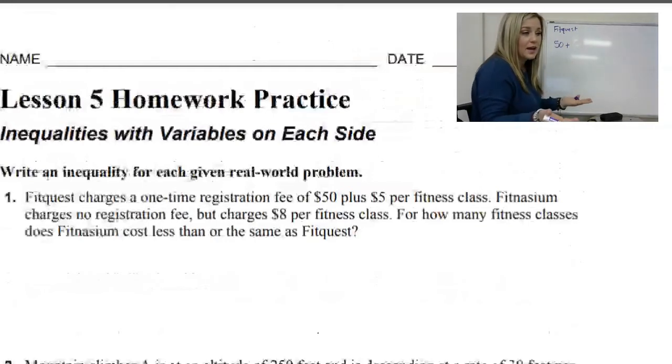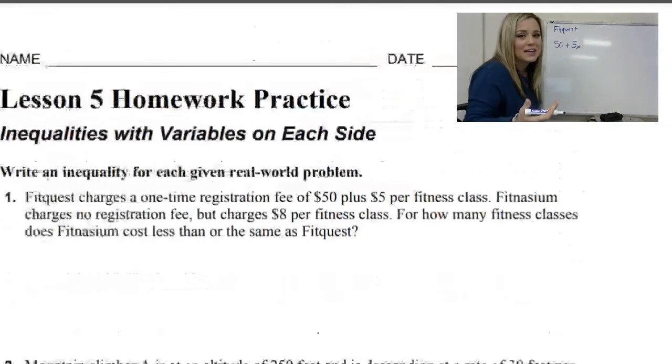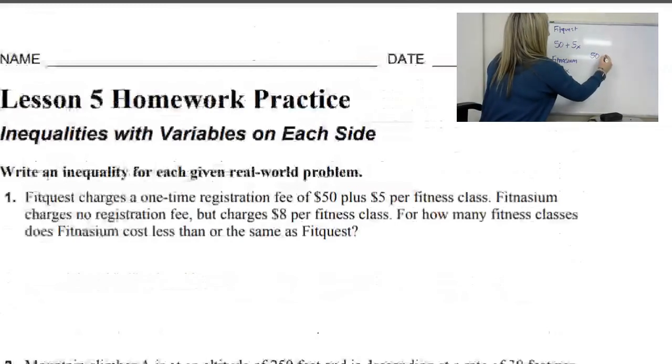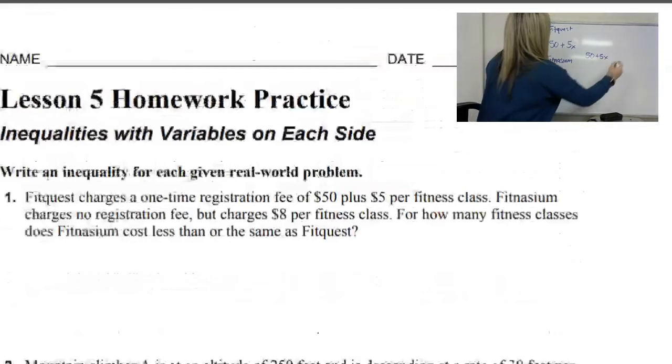Now, how many classes are you going to take? It doesn't say, so we give it a variable, and I like x. So FitQuest is $50 plus 5 times each class you take. Fitnasium charges no registration fee, just $8 a class, so that would be 8x, right? Because we don't know how many classes they're going to take. So we've got to write an inequality for these two gyms. It's going to be 50 plus 5x, and then 8x over here.